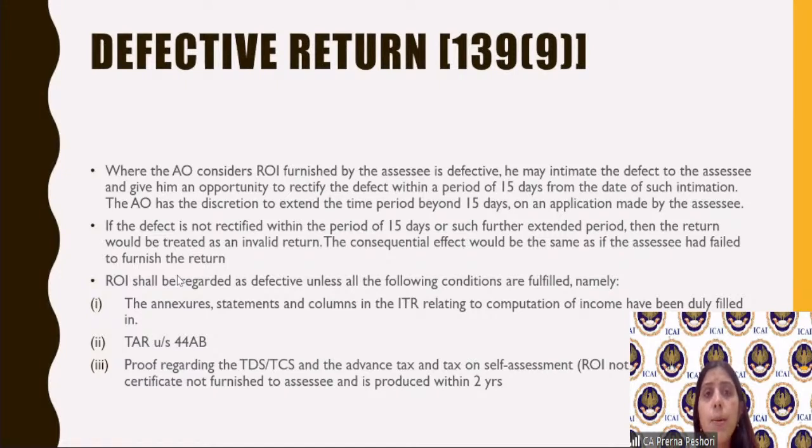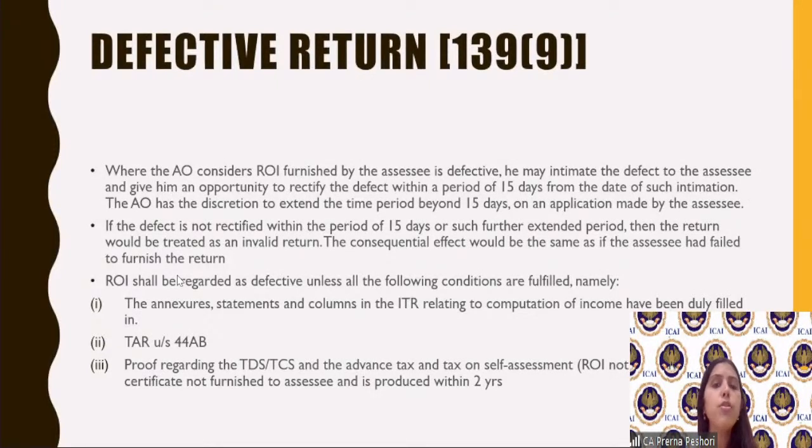Also, section 292B provides that the return of income shall not be deemed to be invalid merely because there is any defect, mistake or omission in the return of income, if in substance the income declared is in conformity with the intention of the Act.